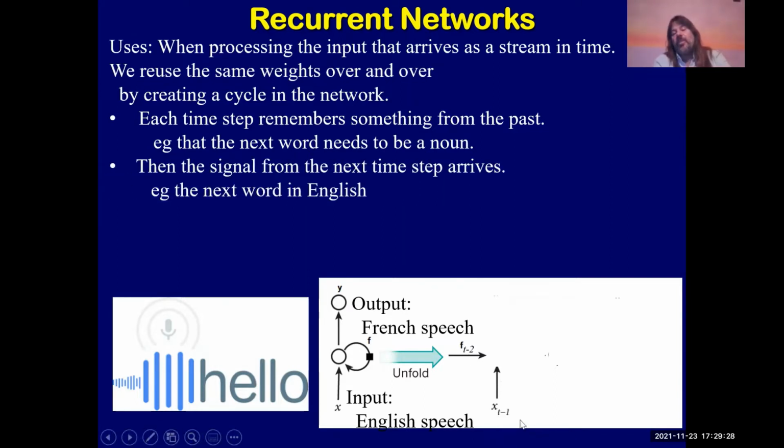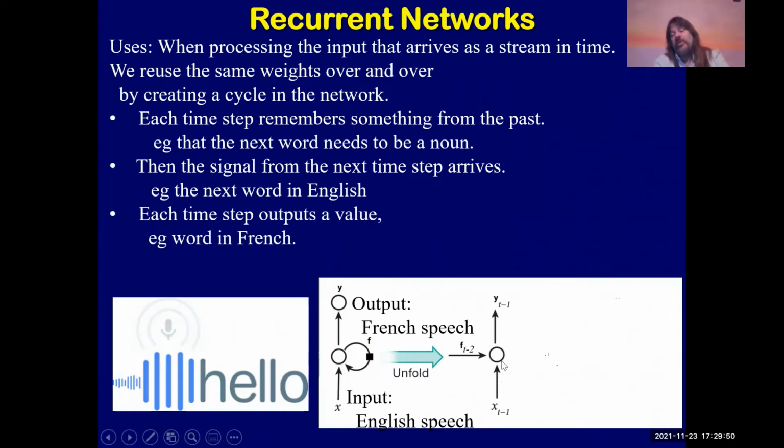And then what gets fed in is the next bit, the next word, say, or the next bit of the speech gets fed in here at this time. So now we're going to combine what we know about the past and the new word that's coming in, and we're going to pass it through some neural net, which is then going to give some output. And that output might be the next English word, and this might be the next French word. And then we're going to move forward through time.